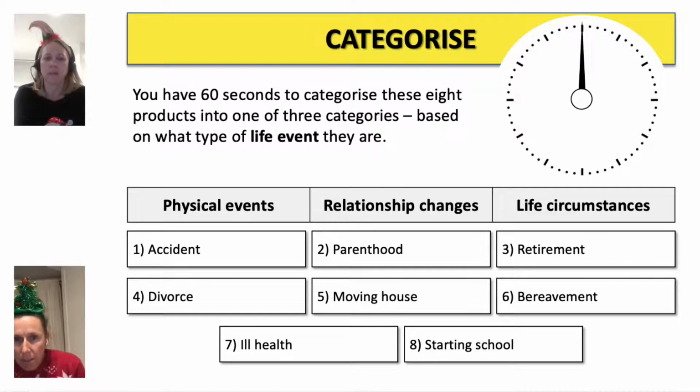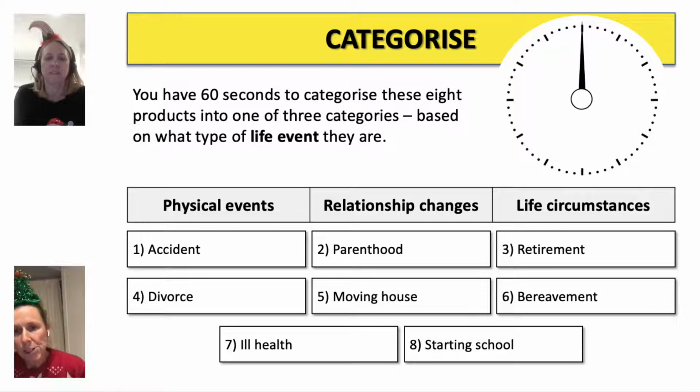And we've got life circumstances, which was 8, 2, 3, 5, and 6. We've got quite a few in there. Remembering there were only 3 for each, 2 for one category and 3 for the others. But we are definitely on the right track. We've got some really good answers. We'll make a start with relationship changes: divorce, bereavement, and parenthood. Definitely, they are changes that occur as a result of a relationship, aren't they?